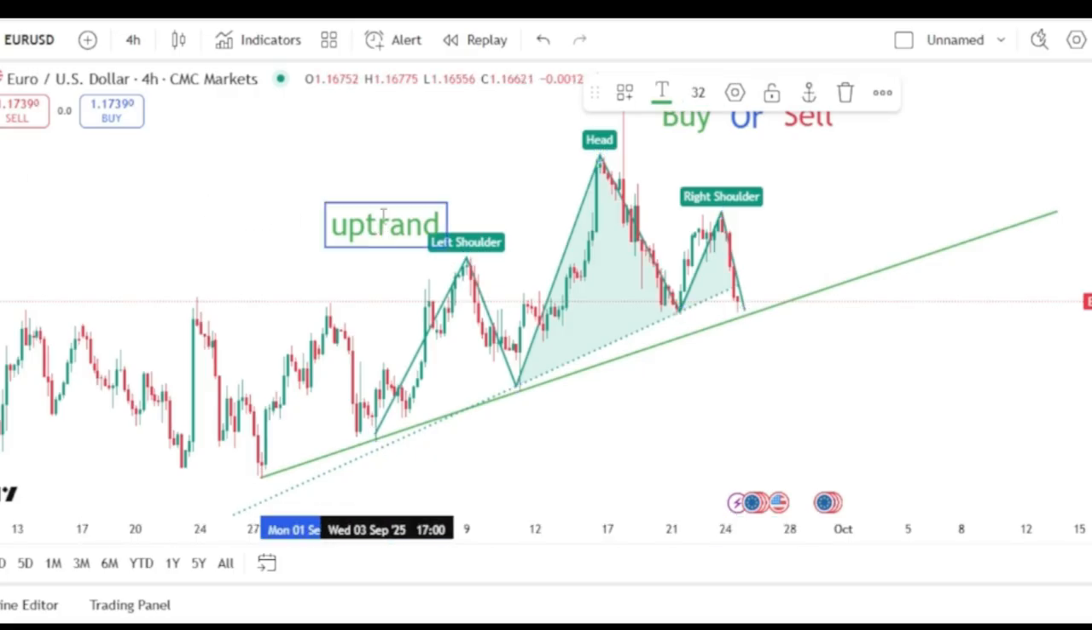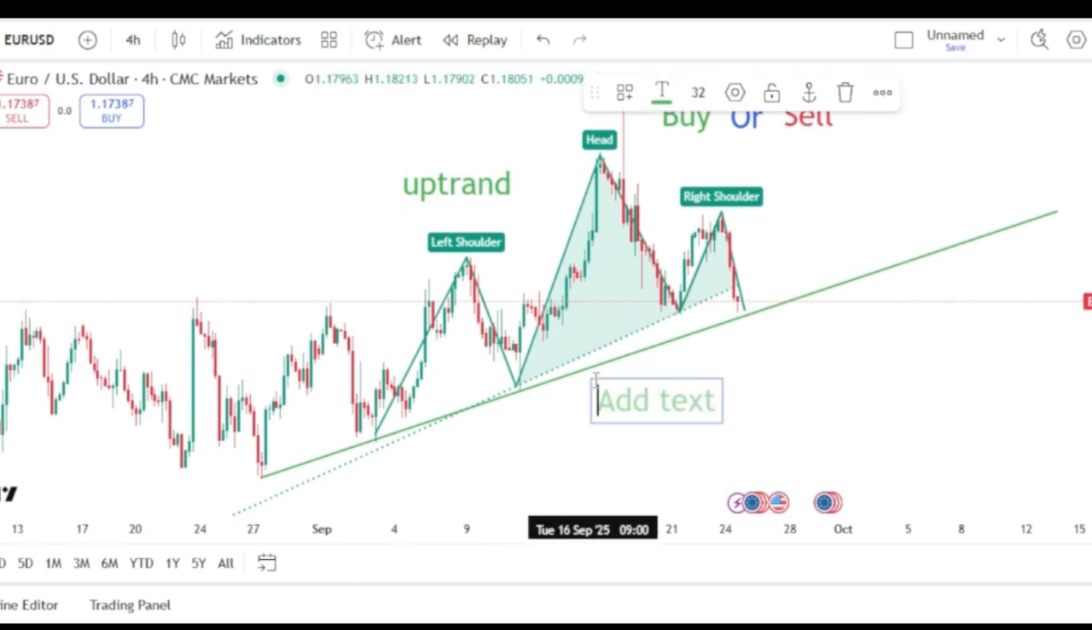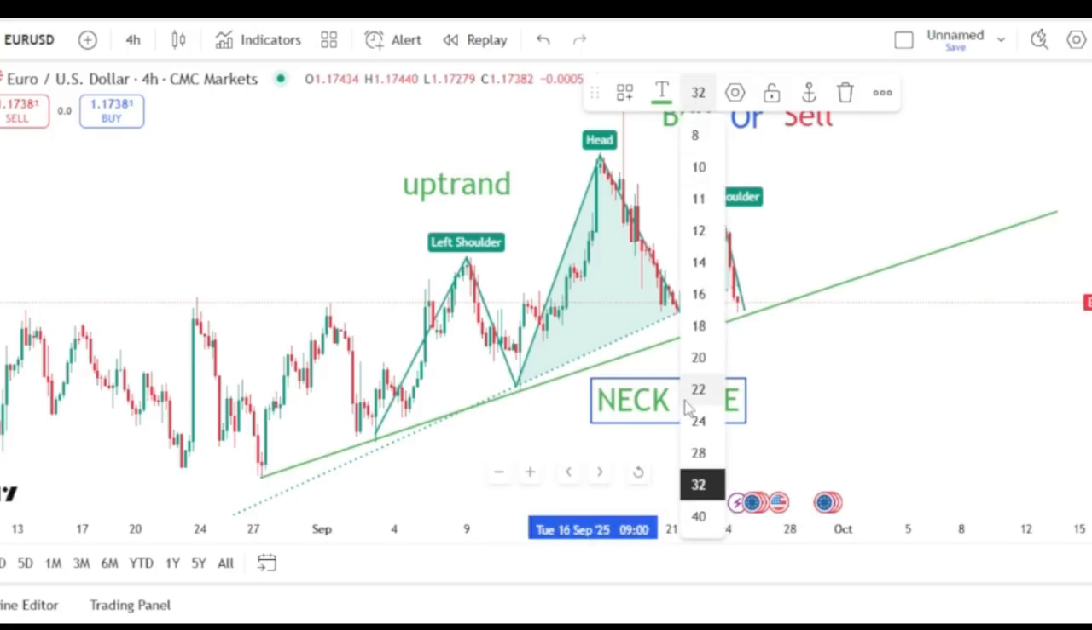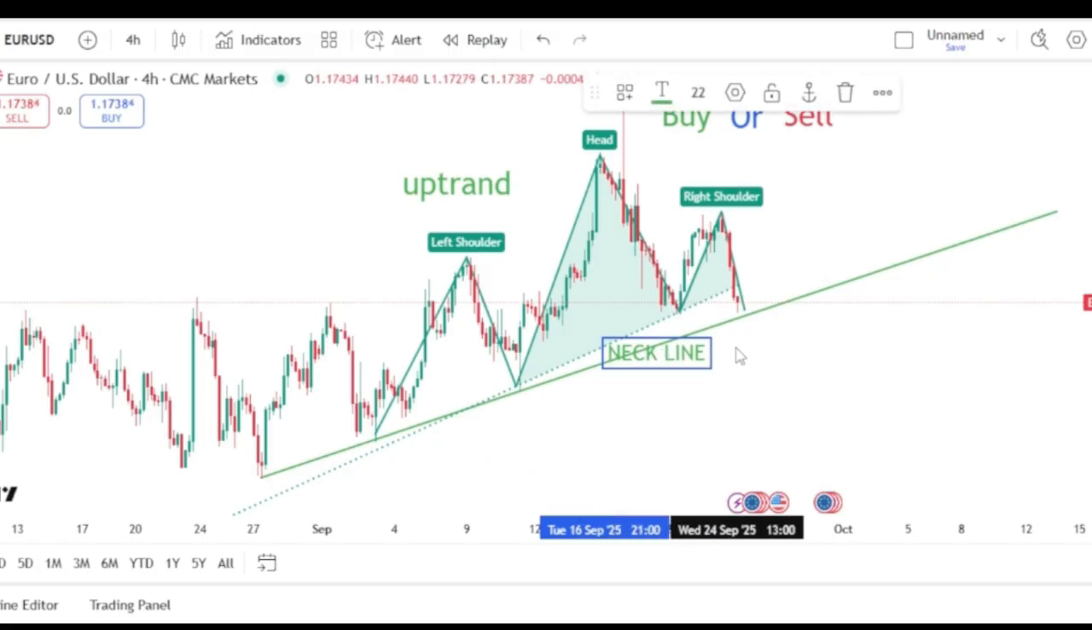All these peaks are connected by a trend line called the neckline. Once the neckline breaks, that's our confirmation of a bearish move. On this Euro USD H4 chart, we can see price already testing the neckline. Once the candle closes below the neckline, traders often look to enter a sell position.